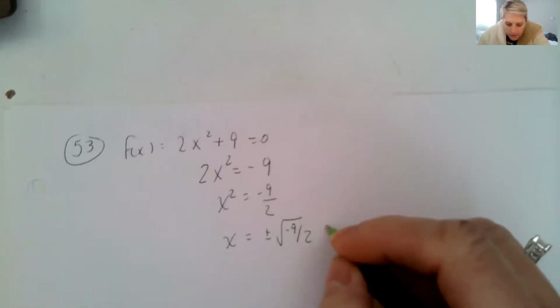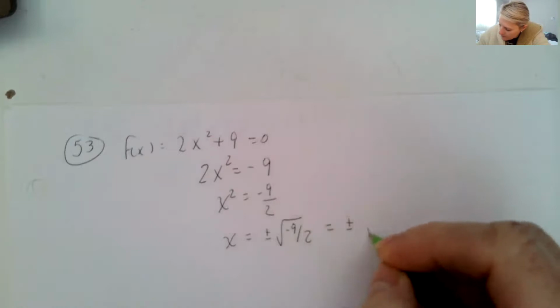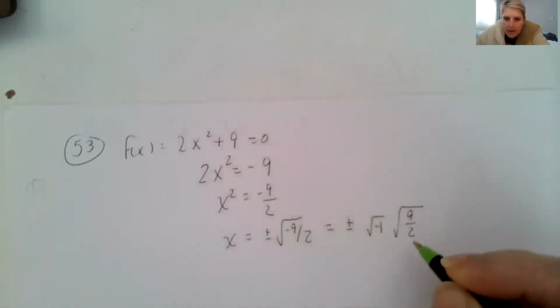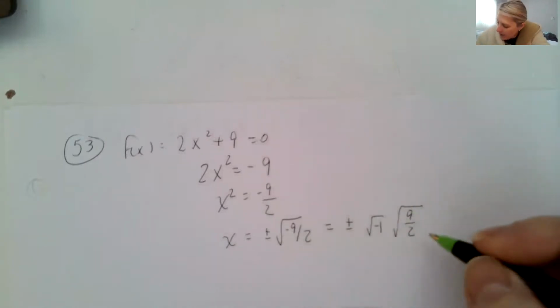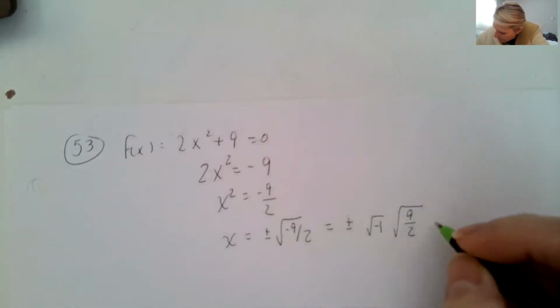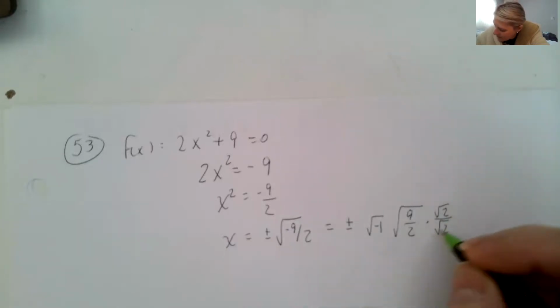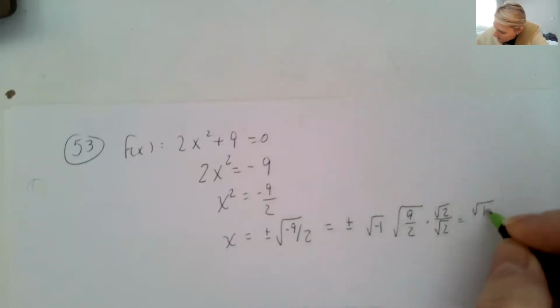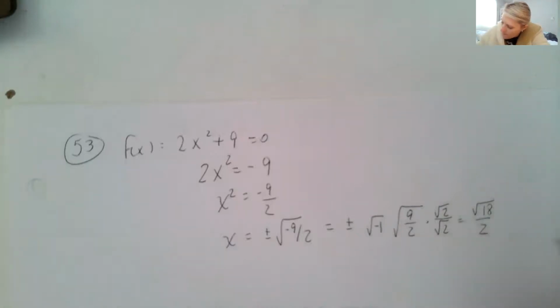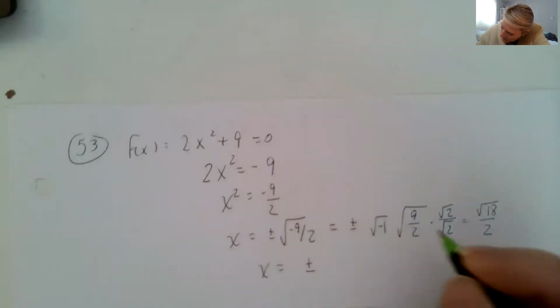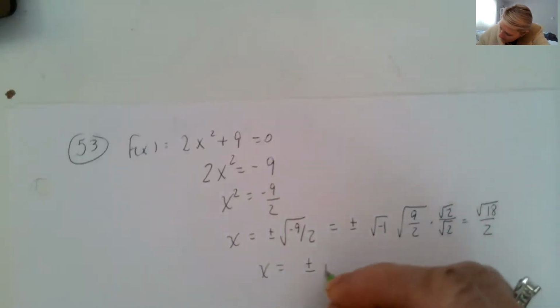And then we've got two things. We can write this plus or minus the square root of negative 1 and the square root of 9 halves. And this square root of 9 halves, we have to multiply by the square root of 2 over the square root of 2 to rationalize this. That'll become the square root of 18 over 2. So this is going to become x equals plus or minus i times the square root of 18 over 2.